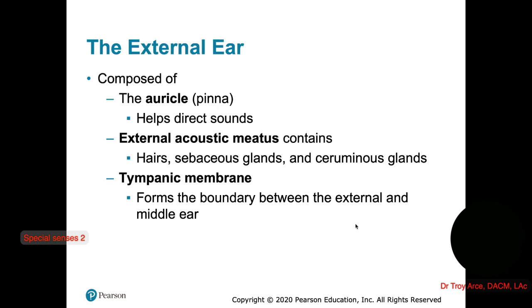The external ear is composed of the auricle, which is the pinna that helps direct the sound in. So it's kind of like a funnel, like funnels that exit the side of your head. And the external acoustic meatus contains hairs, sebaceous glands, and ceruminous glands.